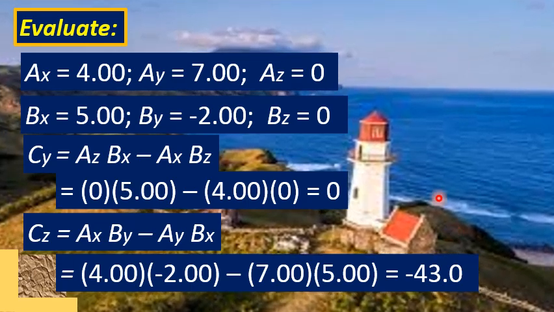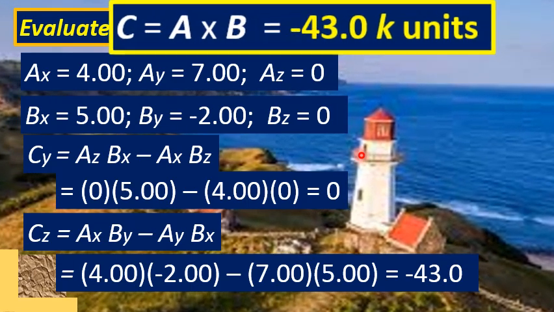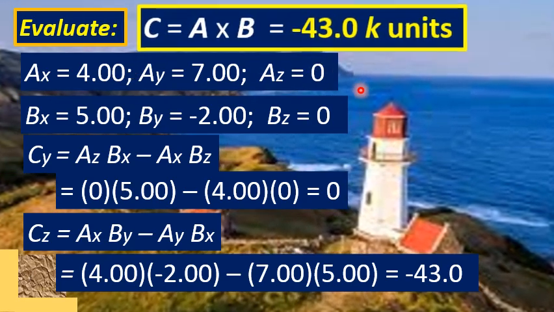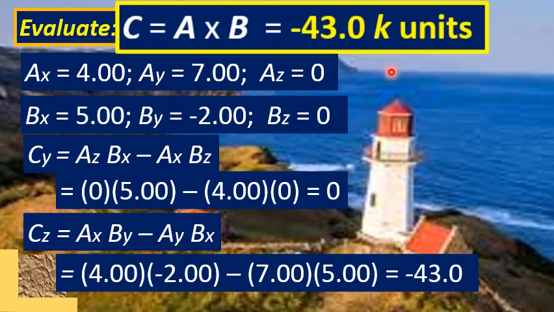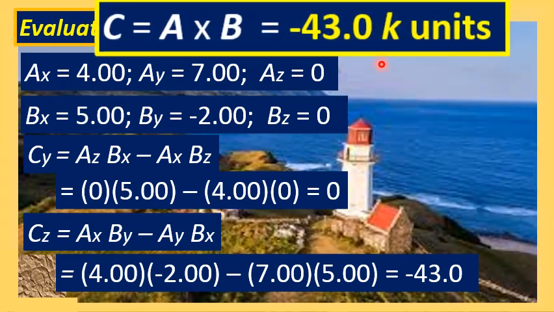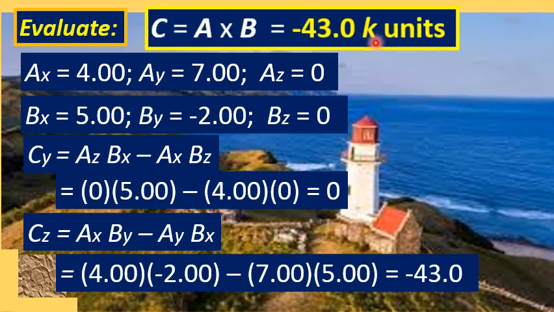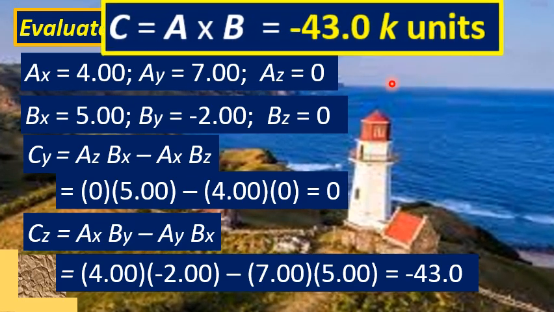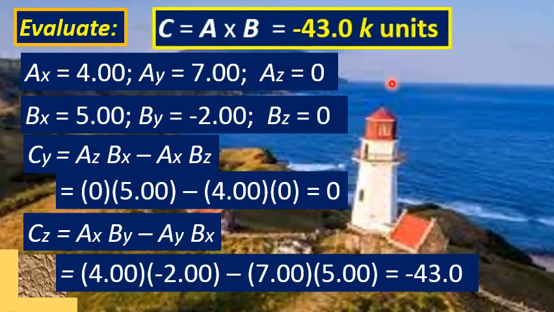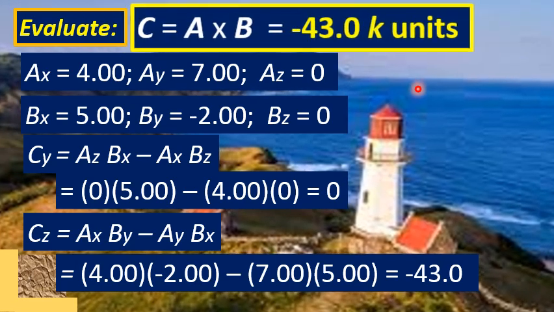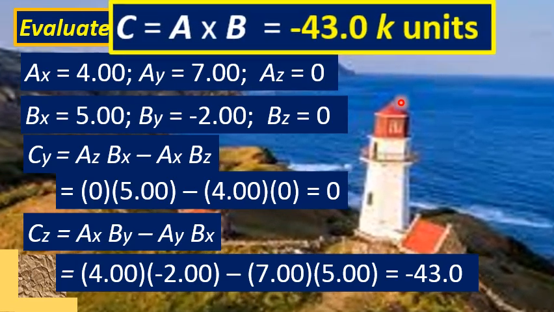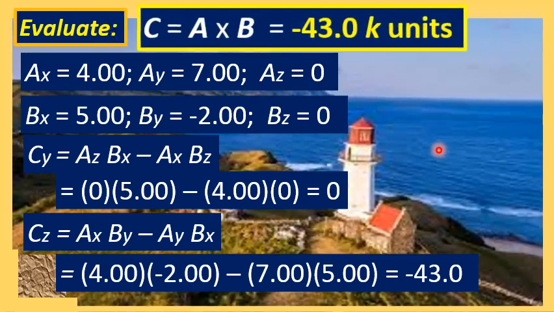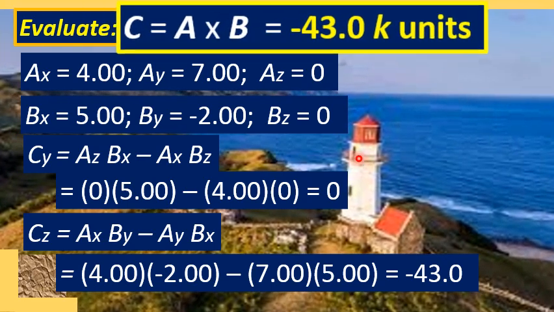All right? So that means the vector product of vectors A and B, which is labeled as vector C, has a magnitude of 43.0 units, all right? And its direction, as represented by this unit vector k, is in fact directed into the negative z axis. And that jives with our first answer earlier. So that concludes our tutorial for this topic.